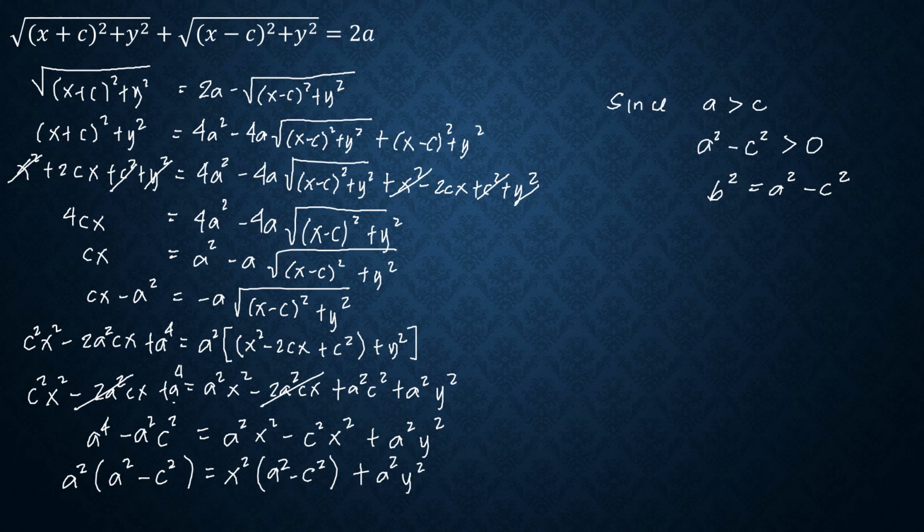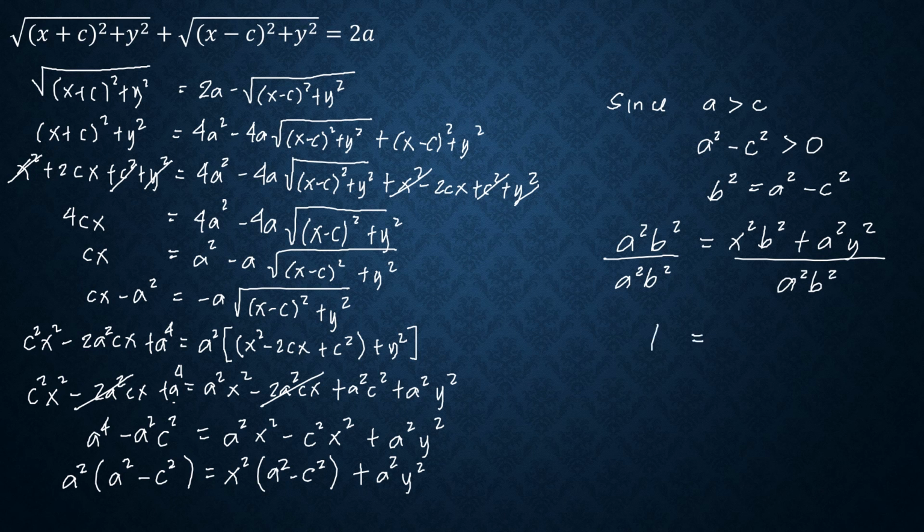Then we can substitute this to the resulting equation. We will have a squared b squared equals x squared b squared plus a squared y squared. This time, let us divide all terms by a squared b squared. On the left-hand side, we have 1. On the right-hand side, b squared cancels. B squared over b squared is 1. So we have x squared over a squared. Next, for a squared y squared over a squared b squared, a squared over a squared is 1. So we have y squared over b squared.